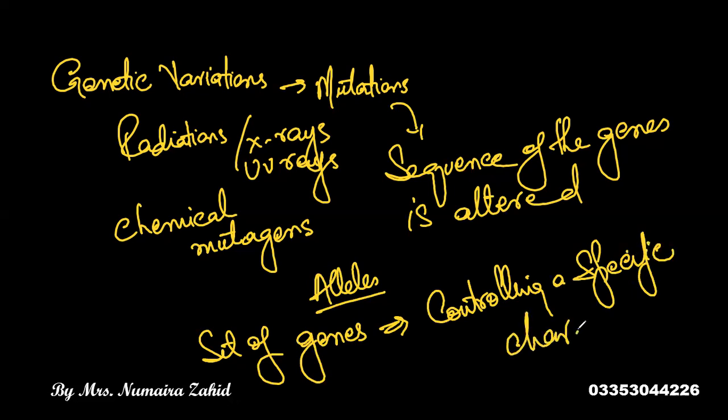Okay. What is a specific character? For example, eye color: there are so many genes, one gene for green eye color, one gene for blue eye color, one gene for brown eye color. So the set of genes which are controlling the eye color are called alleles of each other. Some genes may have as many as 300 alleles, and a diploid cell has any two of these multiple alleles, while a haploid has one allele, right?